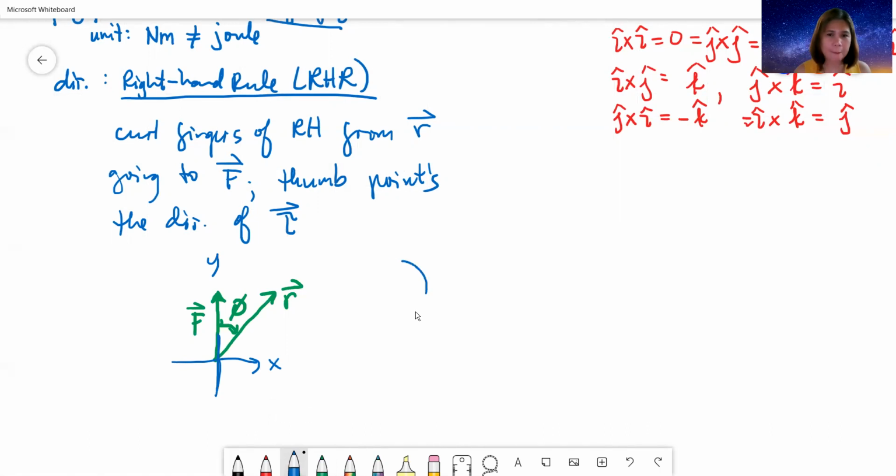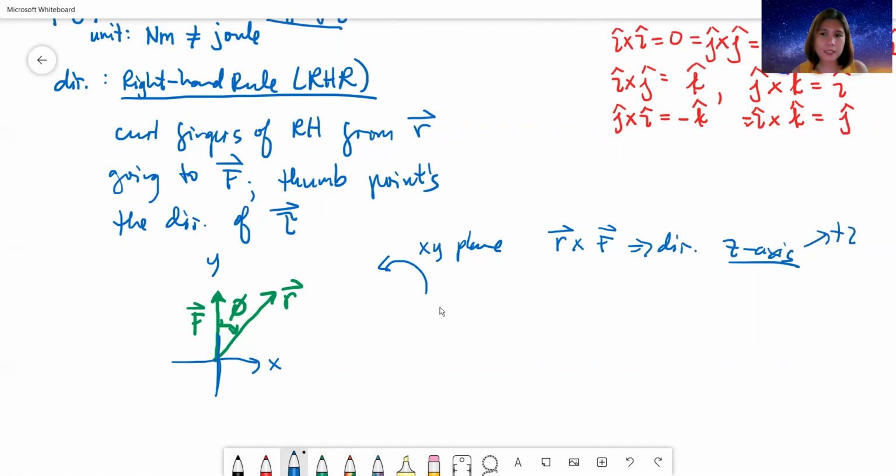Since rotation here happens in the XY plane, we know that kung kukunin natin ang cross product ni R at saka ni F, ang direction nito nasa Z axis talaga. Pero pipili lang tayo kung papunta bang positive Z or papuntang negative Z. So in this case, pag palayo sa screen or papunta sa observer, papunta sa iyo, that's positive Z direction. But if it's going away from you, that's negative Z.